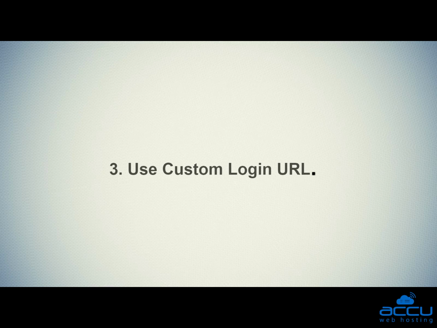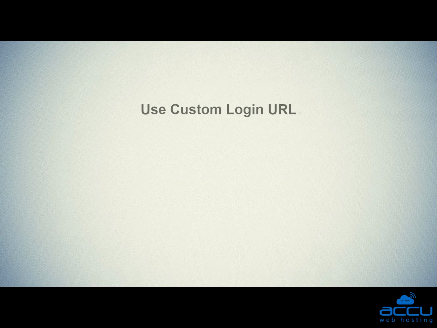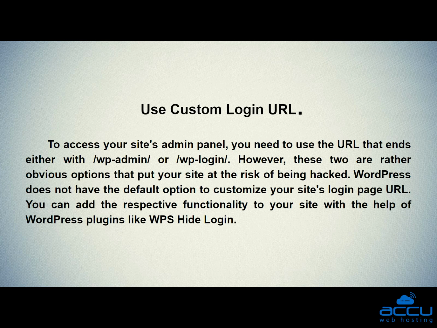The third tip is to use a custom login URL. To access your site's admin panel, you need to use the URL that ends either with WP Admin or WP Login. However, these two are rather obvious options that put your site at risk of being hacked. WordPress does not have the default option to customize your site's login page URL. You can add the respective functionality to your site with the help of WordPress plugins like WPS Hide Login.